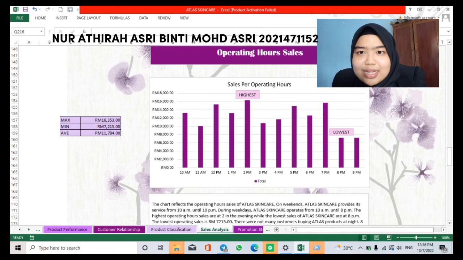The lowest operating sales is 7,250 ringgit. There were not many customers buying Atlas products at night. 8 p.m. recorded the lowest sales, followed by 9 p.m. Many customers don't shop at night because of their busy schedule during the day, and that caused a drop in sales.